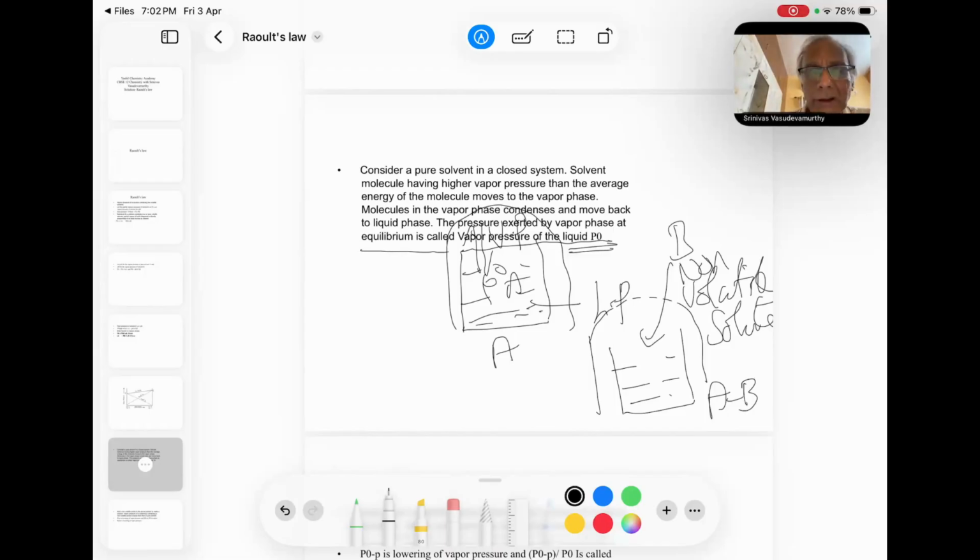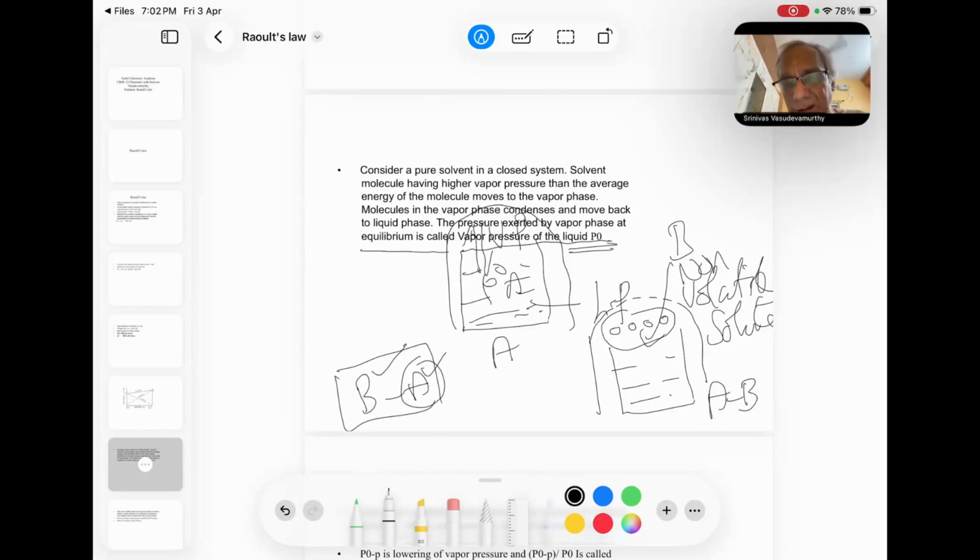Now what happens? The solute B and the solvent A will interact with each other. Of course, the A and A interaction is already there, and B and B also will interact. Now the AB interaction will start here. So the solute B interacts with the solvent A in the solution. Because of the AB interaction, the number of molecules going to the vapor phase will become lesser here. So the vapor pressure will decrease.